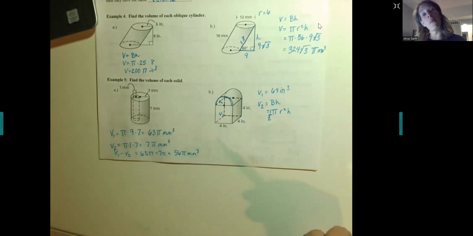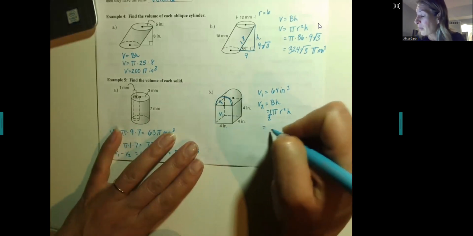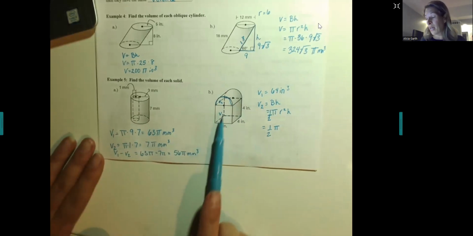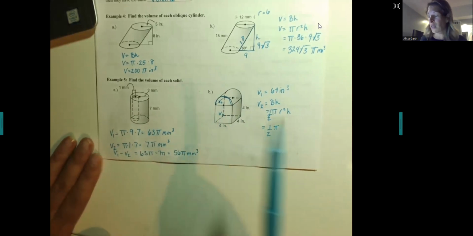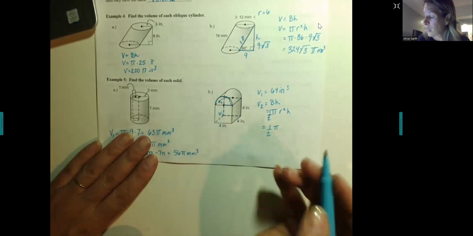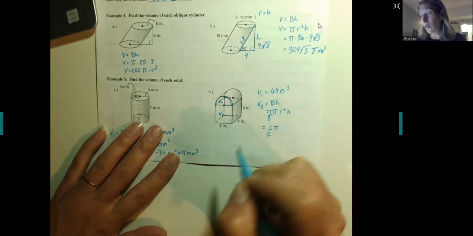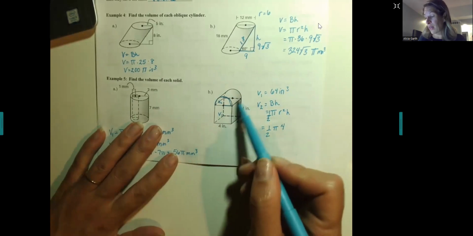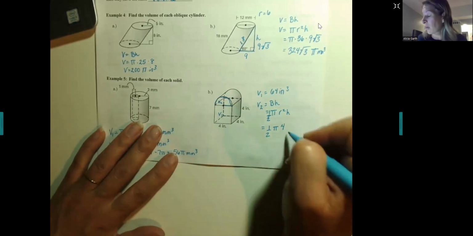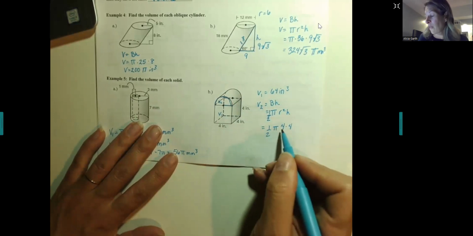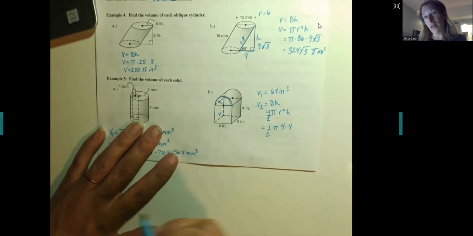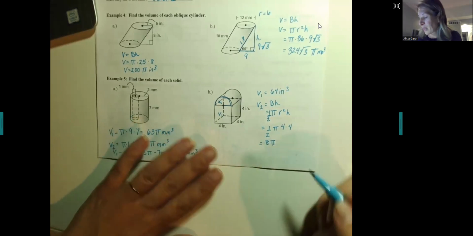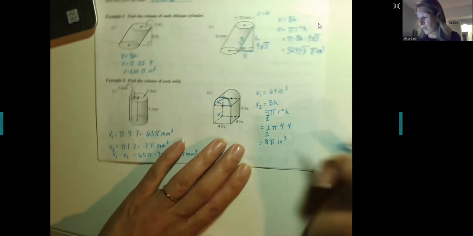So now we're able to put everything that we know in. Our radius is going to be half of 4 because it can only go half the distance. So that's going to be 2. 2 squared is 4. And my height, the length that this goes, is also 4. 4 times 4 is 16 divided by 2. I get 8 pi. And that's in inches cubed.